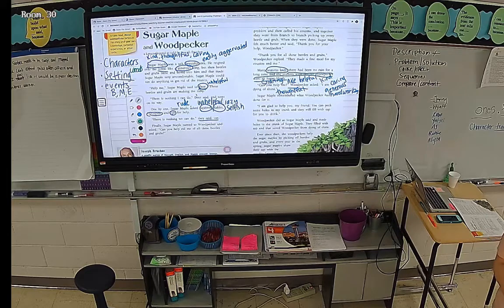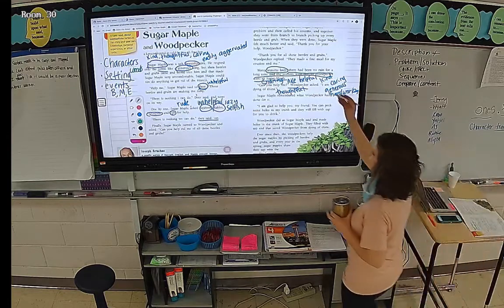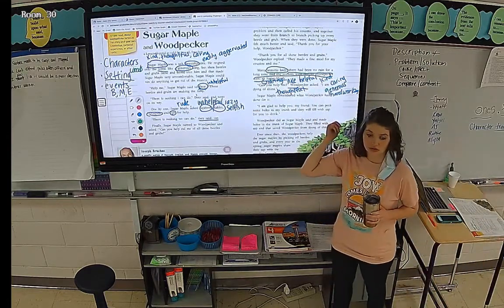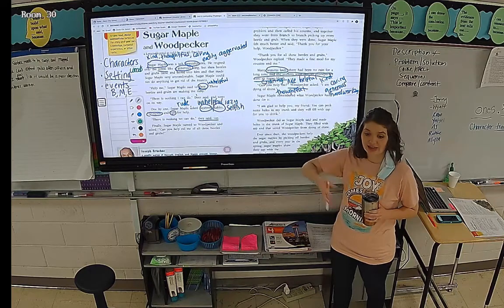Class, I need your attention. Everybody needs to be in star, facing the front. Okay, can a tree move? No. The setting is the same. They are still in the forest, but that forest has changed. Even though they're still in the same place, the setting has changed. They're in the forest, but the forest is now what? Dry. Okay, it's dry. That is how it's changed.